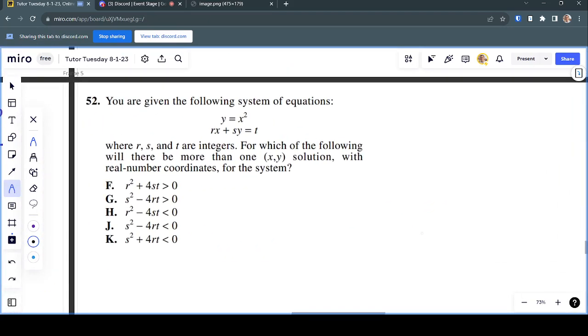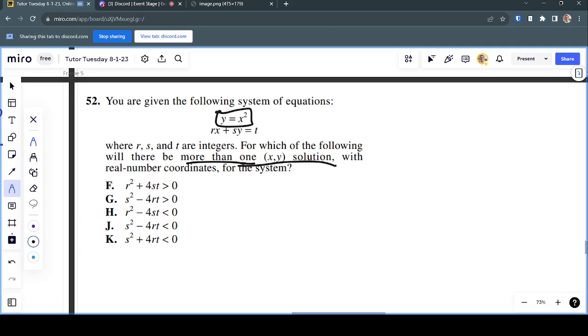This one is a system of equations where r, s, and t are integers. For which of the following will there be more than one xy solution with real number coordinates for the system? More than one solution. That kind of rings a bell for me in quadratic equations and using the discriminant to find out where we're going to have more than one real solution.